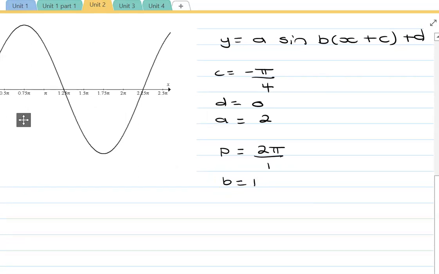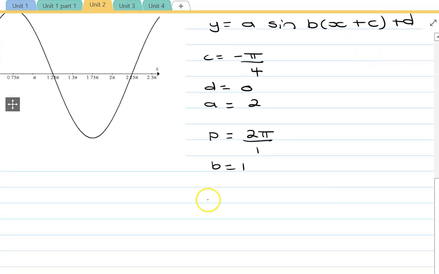Now all I've got to do is sub in these values that I found into my general equation, and that gives me y equals 2 sine x minus pi upon 4, and that's it.